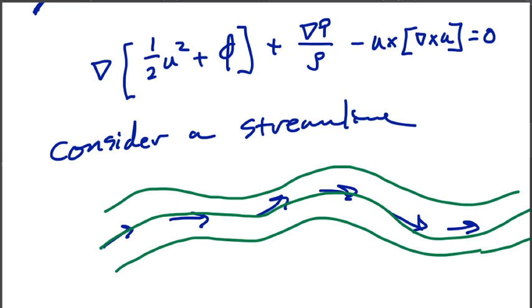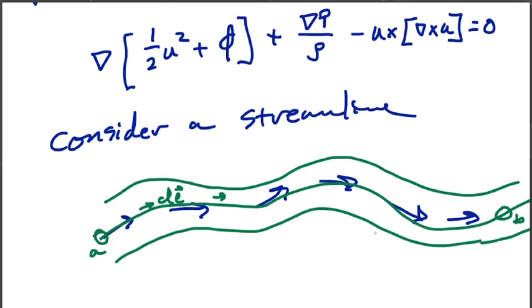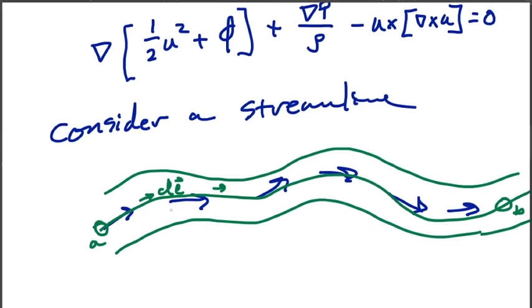So I want to consider one of these streamlines. And I want to take a path integral along this streamline. So I want to start here at some point A, and I want to go along this streamline along a vector infinitesimal path length coming along here. And I'm going to integrate out to some other point, call it maybe B out here, but we'll leave that undefined. So let's take a path integral of our system on this streamline. So let's write out our integral.